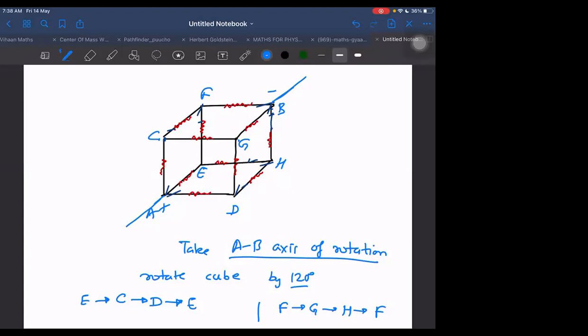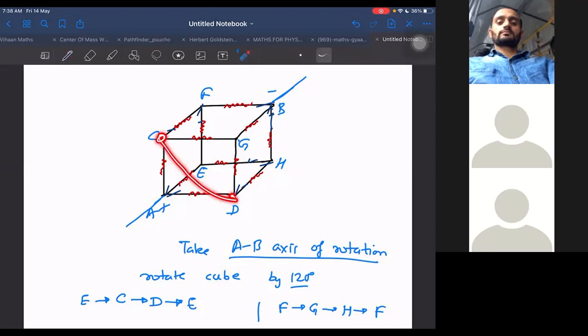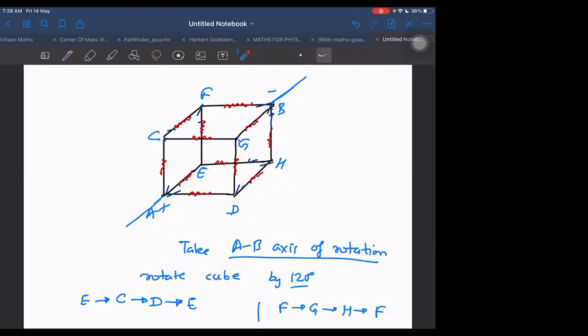If you are not able to visualize, I recommend you take some cubical thing at home, maybe a Rubik's cube or any other cube, and try doing it. But how will you know that I have rotated by 120 degrees? You will not know. All you can do is try to bring this point to this point, and that we can do, by rotating.